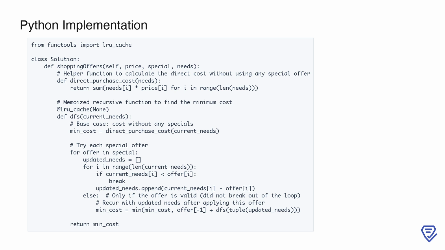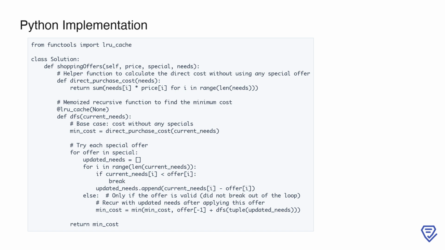Next, we define a helper function called direct_purchase_cost. This calculates the total cost if we were to buy all the items at their regular prices without using any special offers. It uses a generator expression to multiply the number of items needed by their respective prices and sums up the results. The core of the solution lies in the DFS function, which is decorated with an lru_cache to store and reuse results for previously computed states.